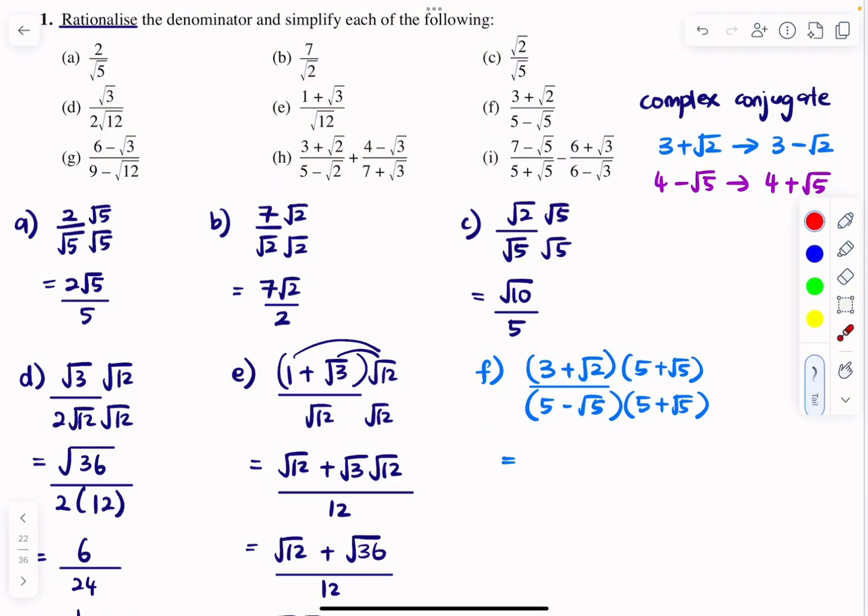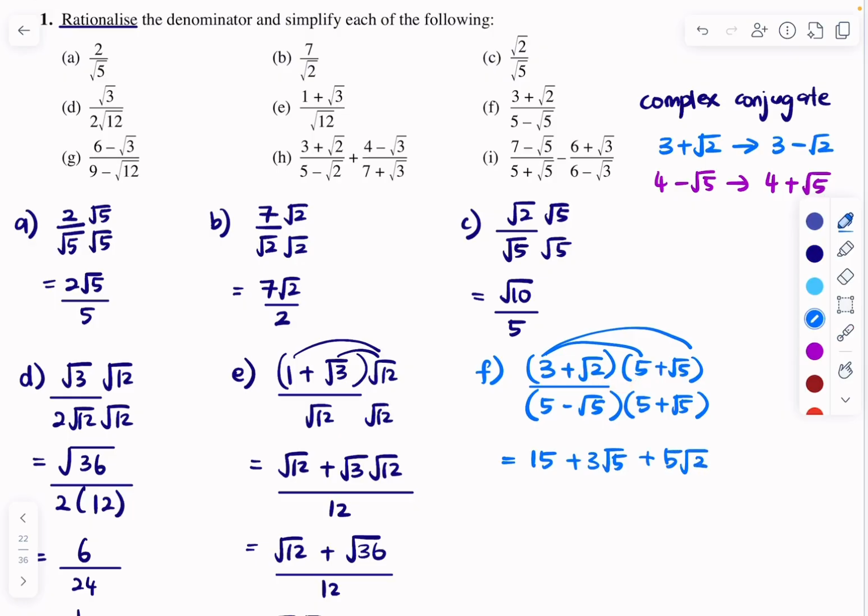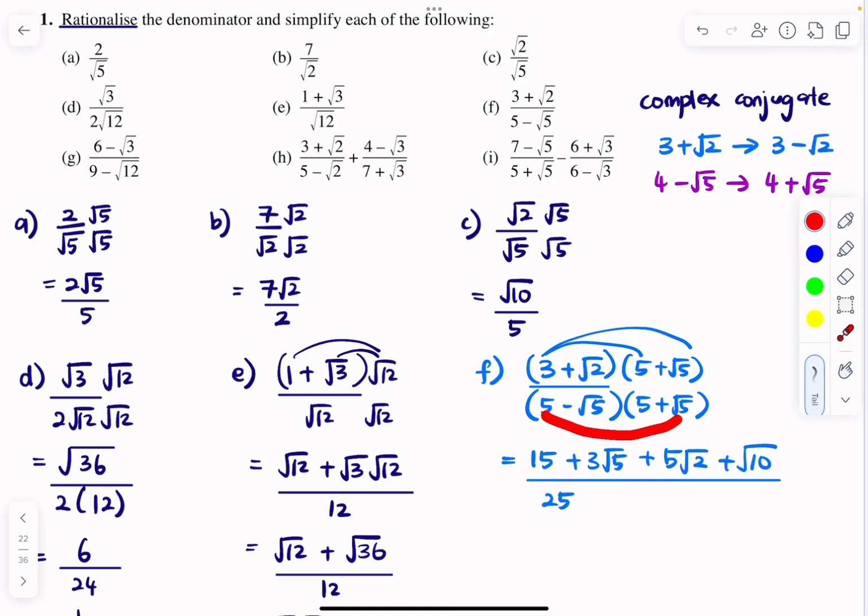Now is the messy part. We have to expand one by one. On top here, 3 times 5 is 15. 3 times surd 5 is 3 surd 5. Then surd 2 times 5 is 5 surd 2. And then surd 2 times surd 5 is surd 10. Then the denominator, 5 times 5 is 25. 5 times surd 5 is 5 surd 5.